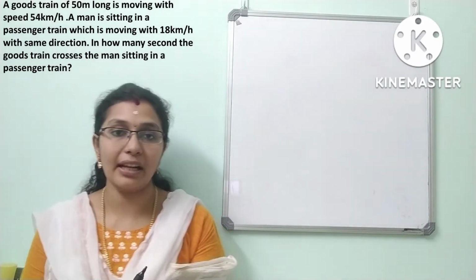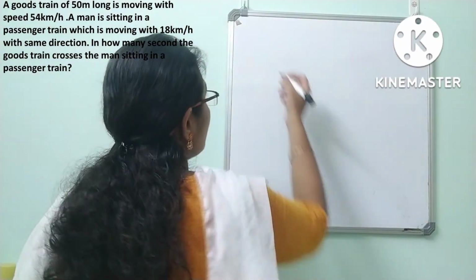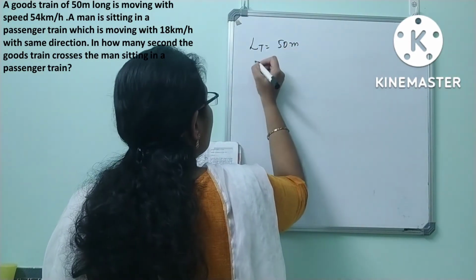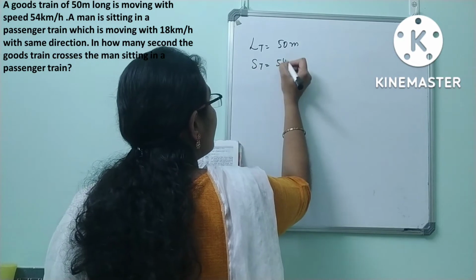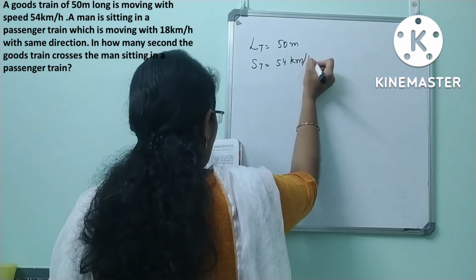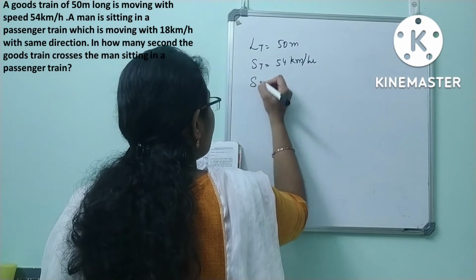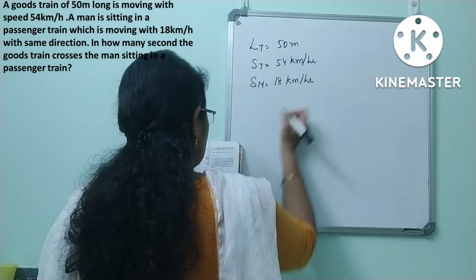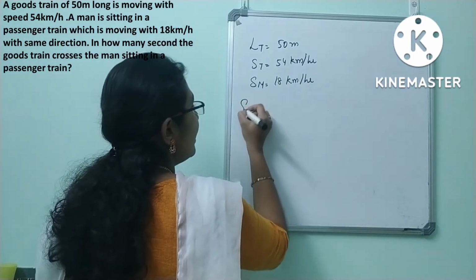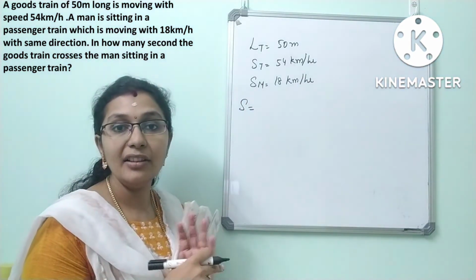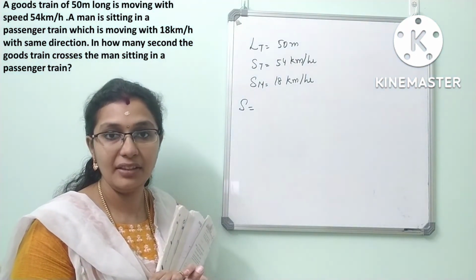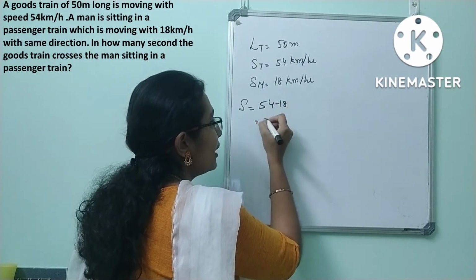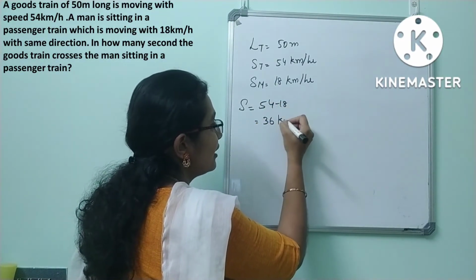Clear? Now we will write down the data and solve. So what all is given? Length of the train is given as 50 meters. Speed of the train is given as 54 km per hour. Man's speed is given as 18 km per hour. So from this you can find the total speed. How will you find? Here the man is moving in the same direction as that of the train, correct? So you will have to subtract the speed, don't forget it. When you subtract, you will get it as 36 km per hour.